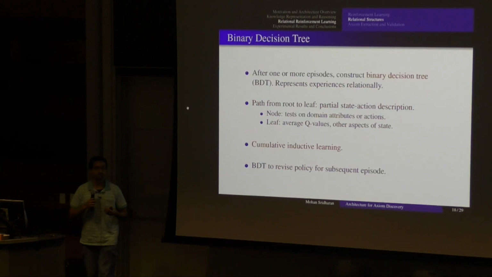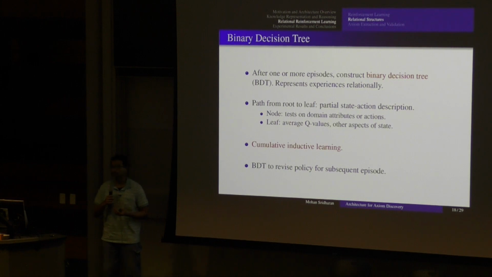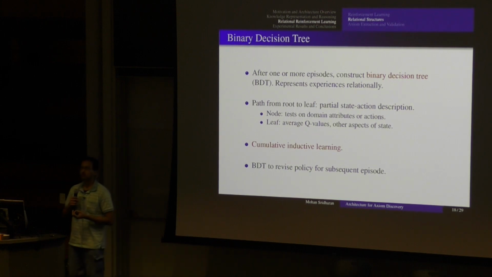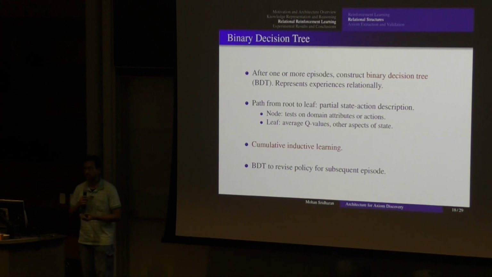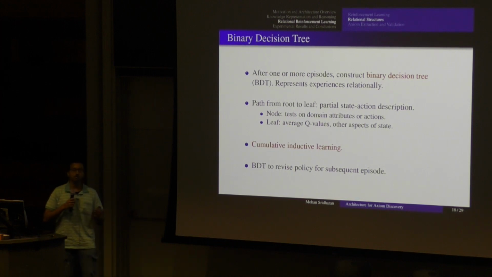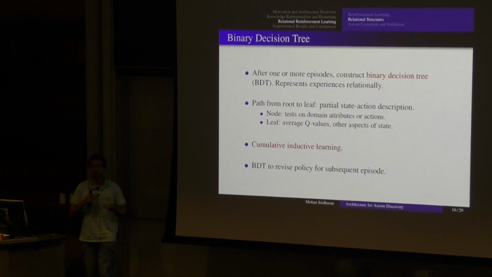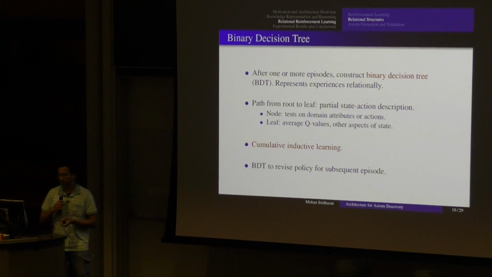Now, again, we have to learn this relational representation. We want to generalize, right? And in order to generalize, we start constructing a binary decision tree. Again, details are in the paper, but essentially, if you take a path from the root to the leaf, you have partial state action descriptions. What it allows us to do is cumulatively acquire experience and go from specific knowledge to more generic versions of those. I will talk about that in just a second when I show an example.